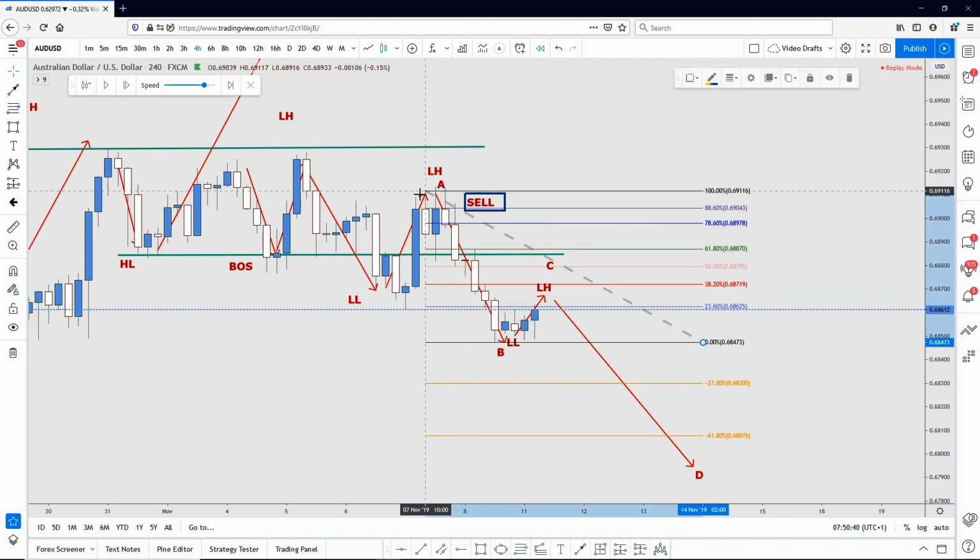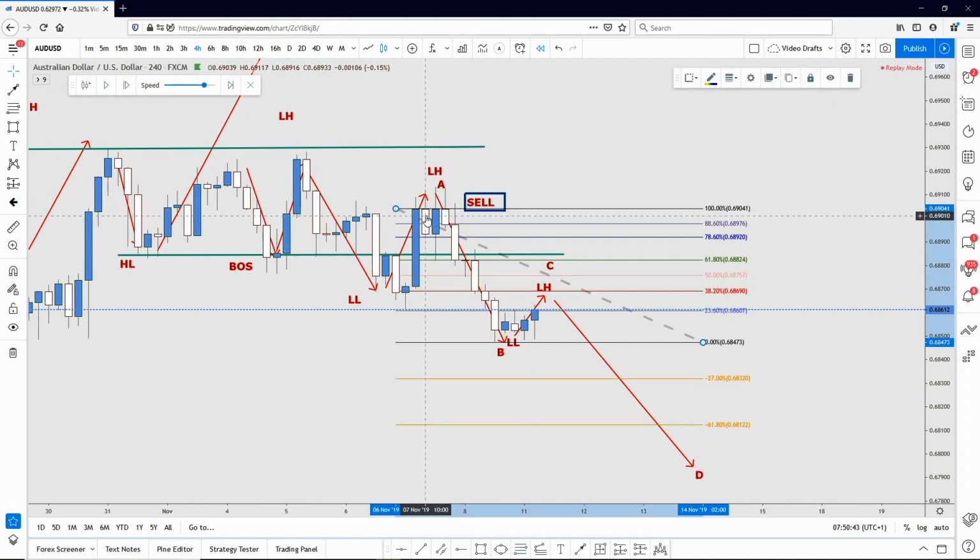Or I sometimes go base. See how there's a nice level here. So I sometimes go base to wick. And some people, like I said, do base to wick, or some people do wick to wick. What I suggest doing is trying both of them and seeing how it fits.